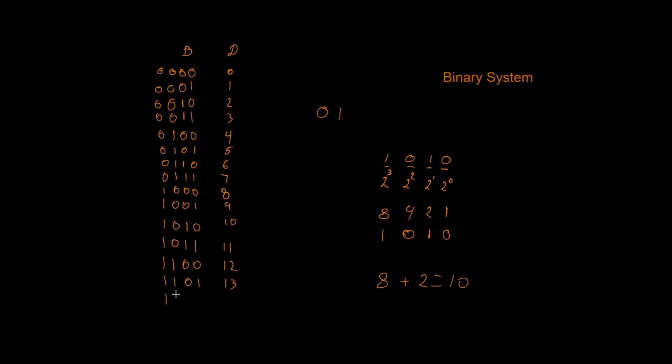Okay. 14 will be this number here. Why? Because we have 1 eight, we have 1 four. 8 plus 4 is 12, plus 2 is 14, and we need 1 more. That would be 15. So 1, 1, 1, 1. That would be 15. So we are at the max here with 4 bits.